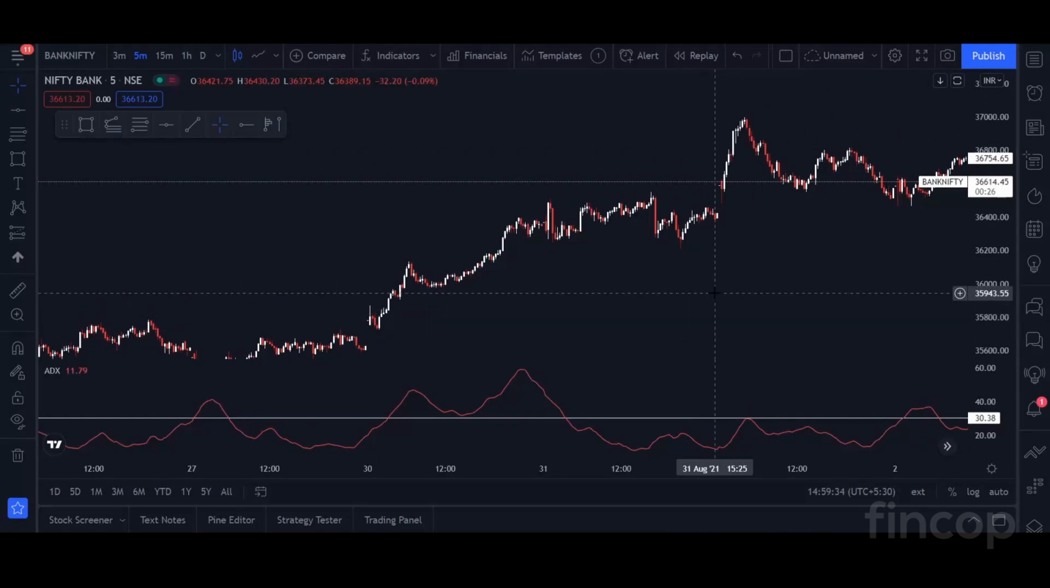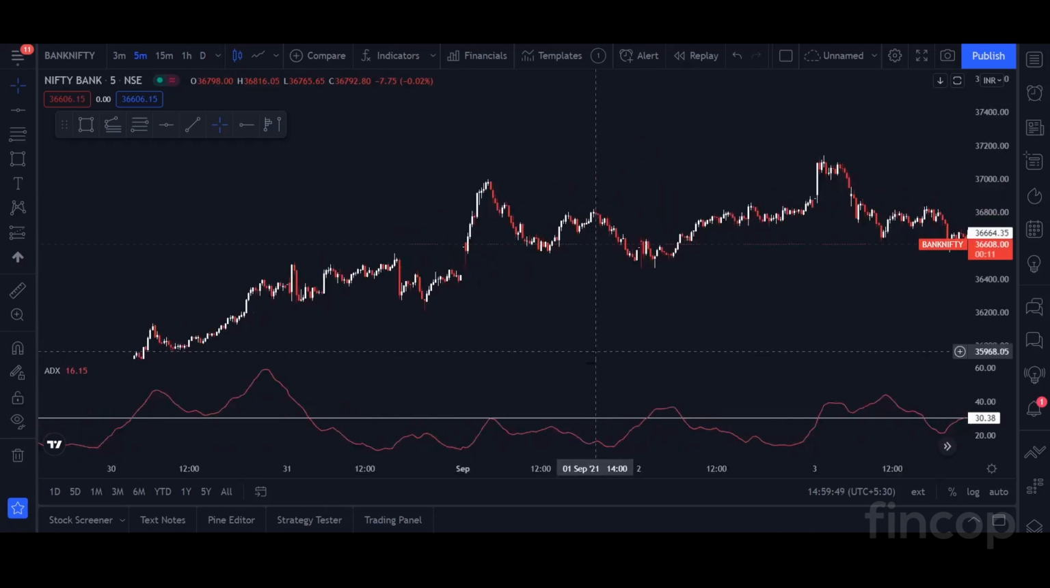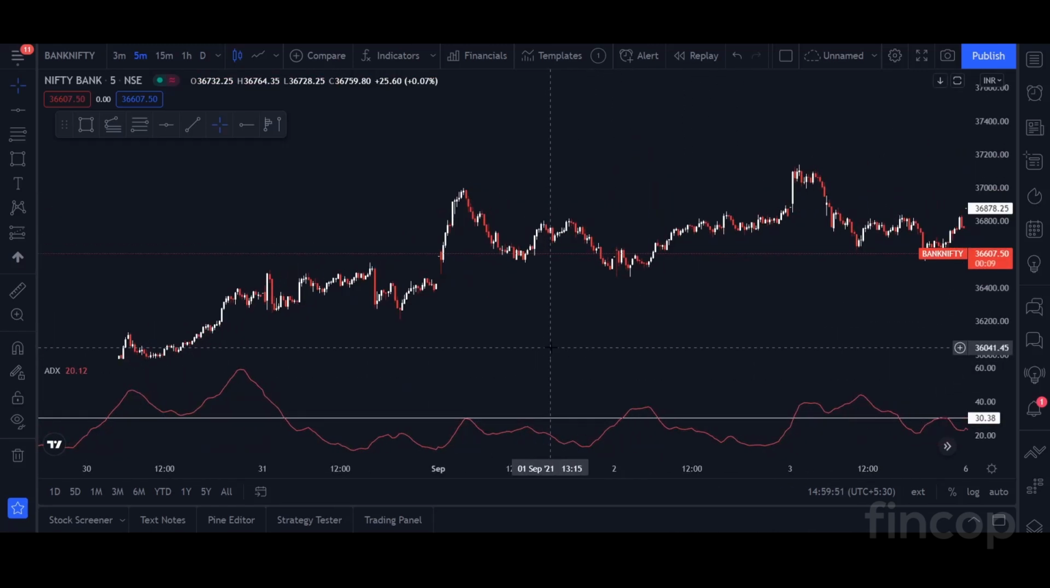So let's get started. I plotted ADX and I have also marked a 30 level. It doesn't need to be accurate. It can be like 31, 32 or 28, 29, but it needs to be around 30. So I've plotted it in. Now let's talk about what ADX is.